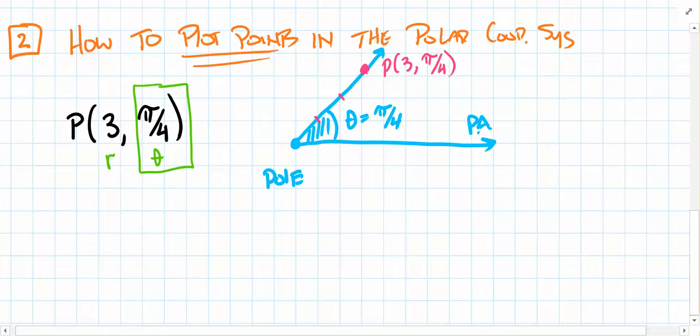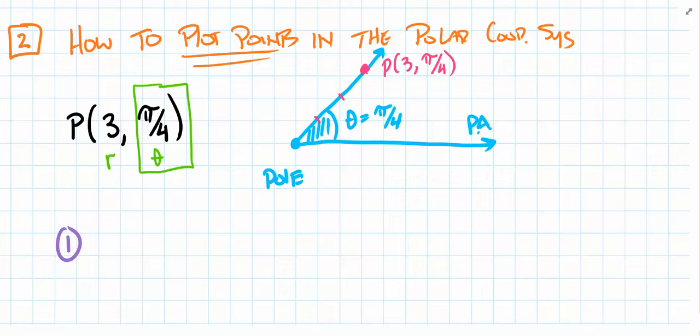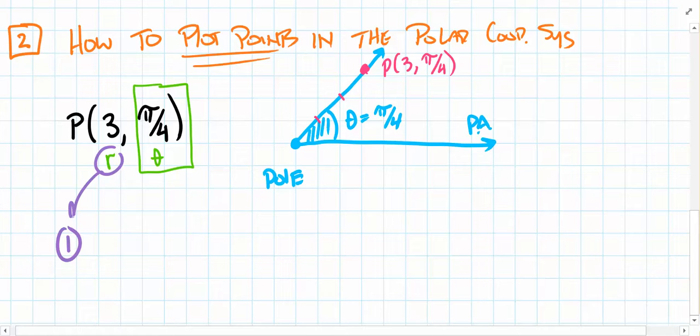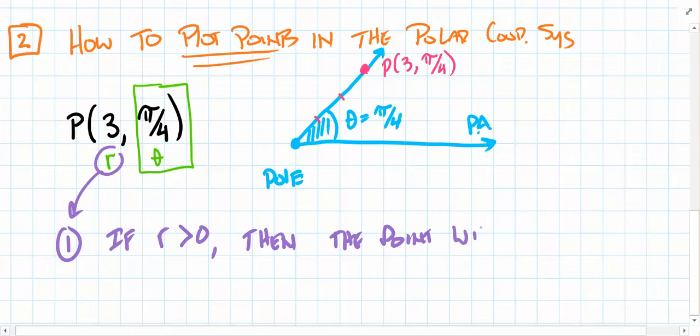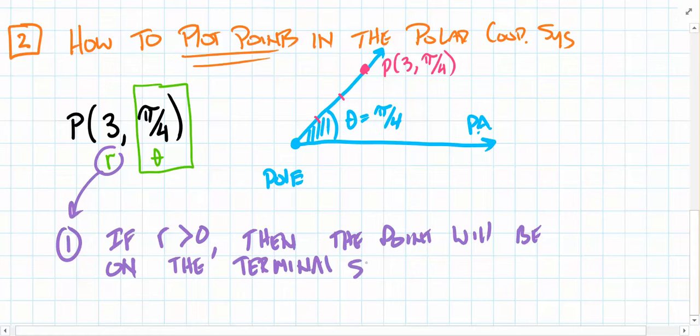Two things to talk about in terms of the pole. Number 1, the sign of R is very important. So there are 2 things you want to talk about when you deal with R. If your value of R is greater than 0, then the point, whatever point you're trying to plot, will be on the terminal side of theta. So what does that mean?